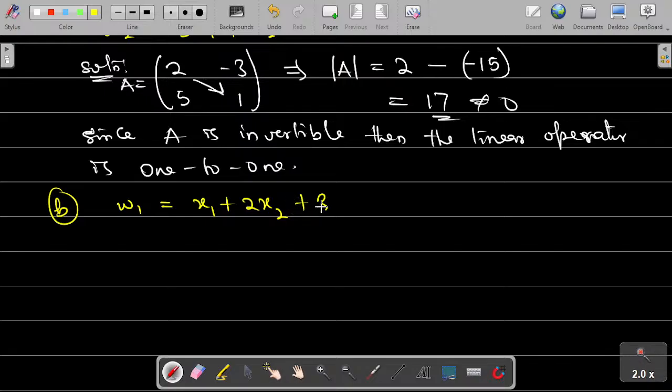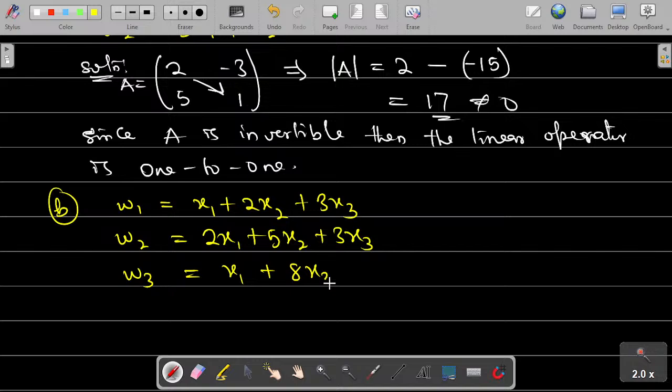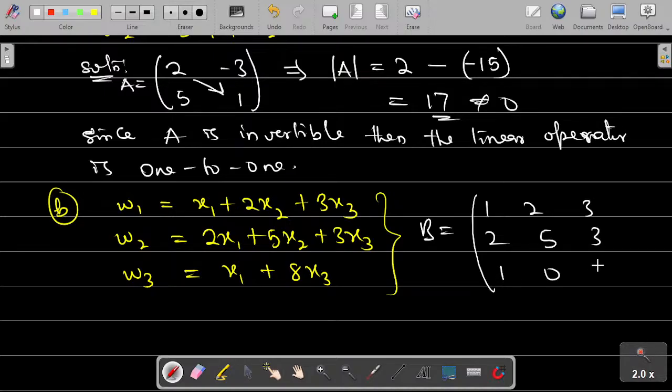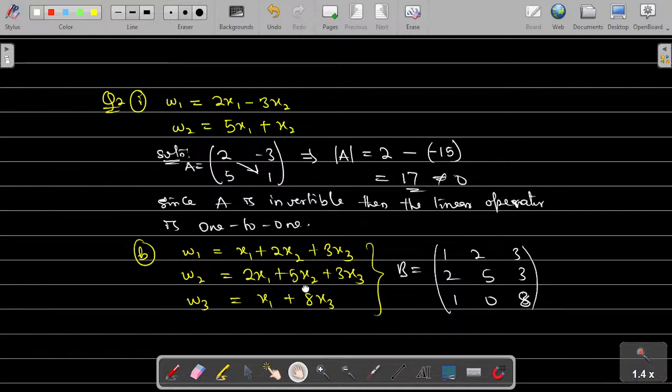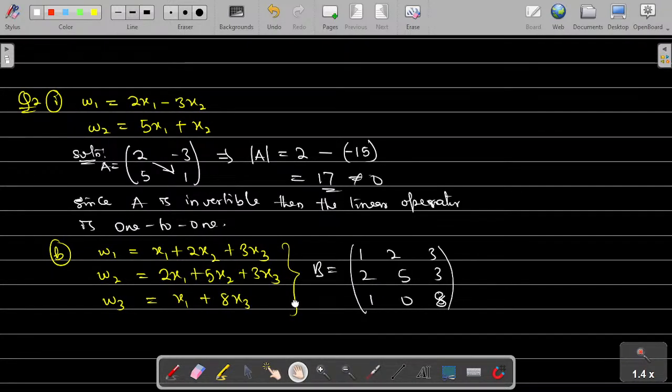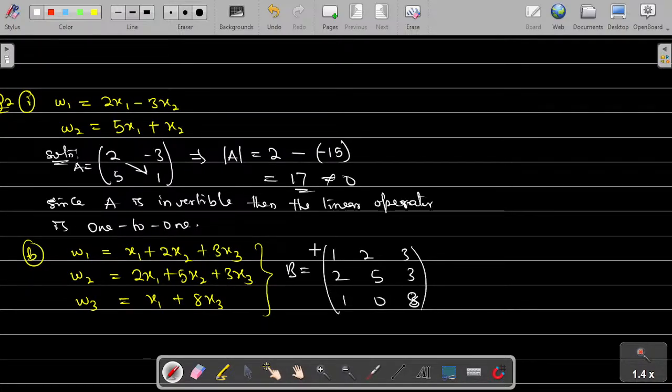Okay, so this is plus 3x3. W2 is equal to 2x1 plus 5x2 plus 3x3. And then W3 is equal to x1 plus 8x3. So if we produce the matrix here, we can call it B. That's going to be 1, 2, 3, 2, 5, 3, and then 1, 0, 8. We can try to reduce this and see what it gives us. This looks like the end of this board, so let's attempt that here.